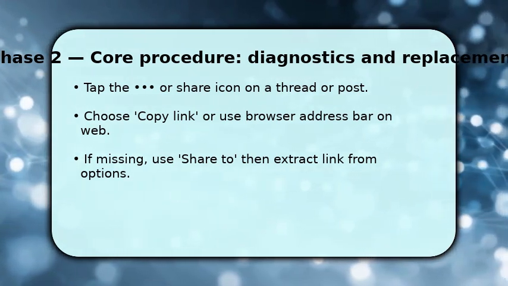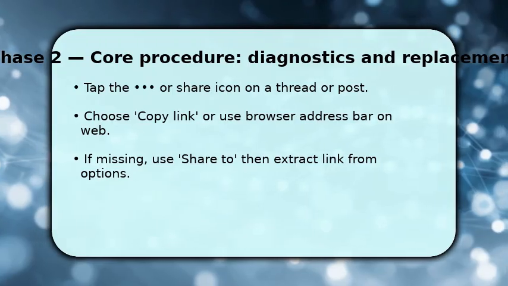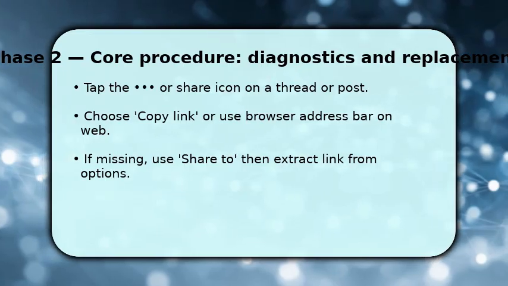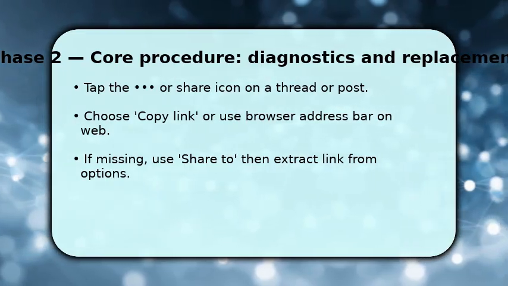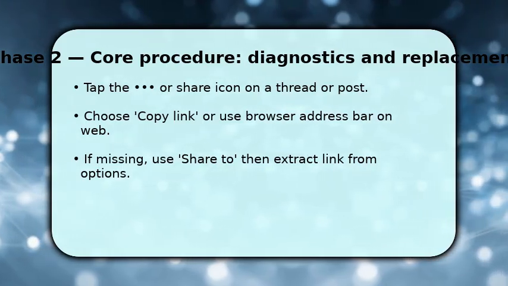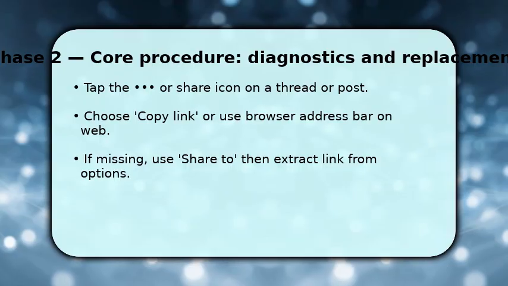If the direct copy option is missing, use Share To and pick a note or message app to paste and extract the URL. Once copied, confirm the link opens the intended post by pasting it into a new tab or message and testing it so you avoid sharing the wrong content.